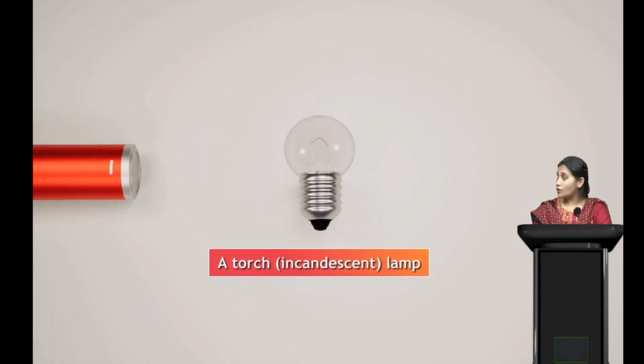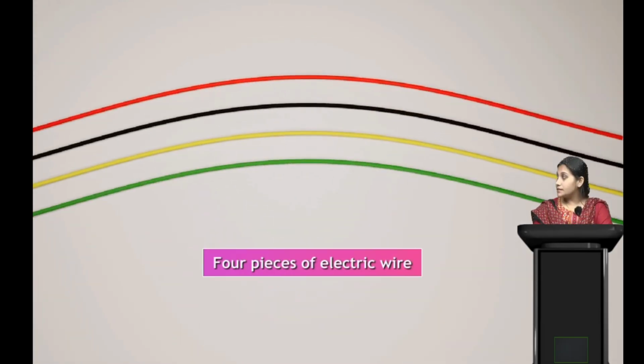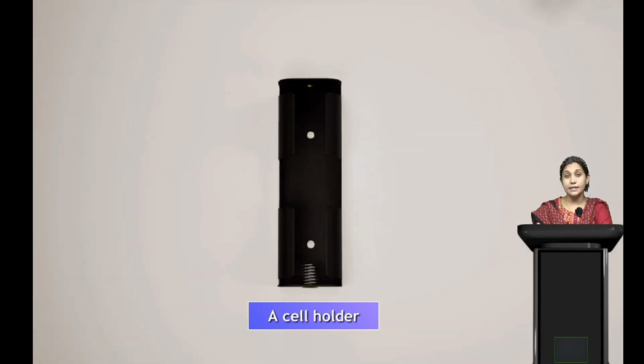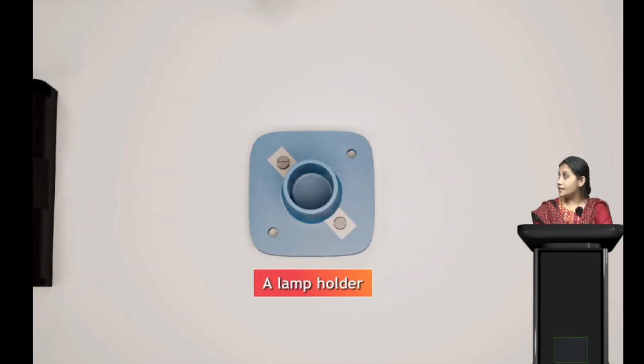And this one is a torch, or an incandescent lamp. And these are four pieces of electric wires. Then this one is a cell holder, a kind of holder where we put the cell inside it. And then comes a lamp holder. And this part is a lamp holder.